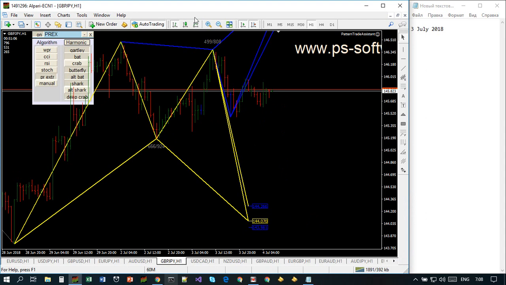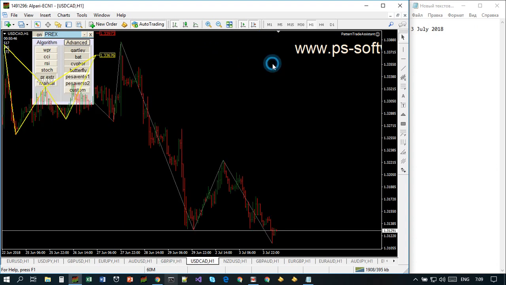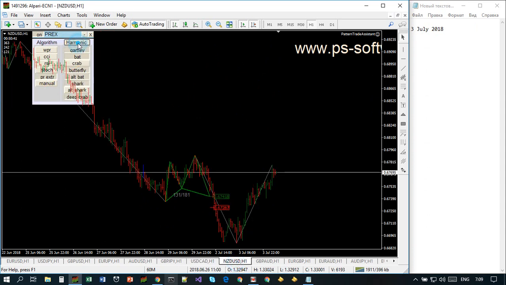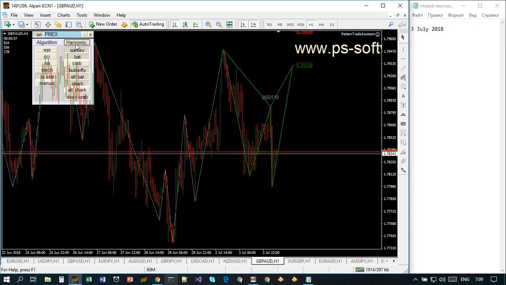Okay, but right now it is only a head and shoulders setup, nothing harmonic about this setup. The only harmonic thing is the profit target, because the height of the head equals your profit distance. This is a harmonic measurement. One-to-one measurement is called harmonic. Okay, nothing here. New Zealand dollar. Okay, nothing here. Pound Aussie. A potential shark, also very far from completion.